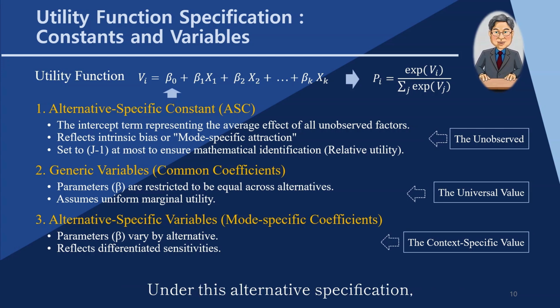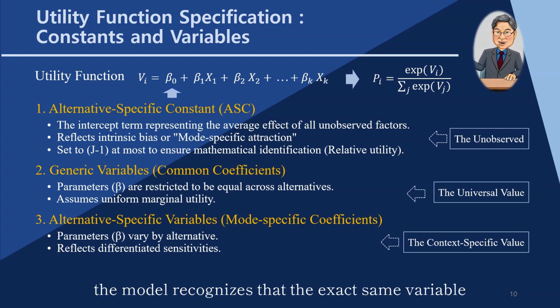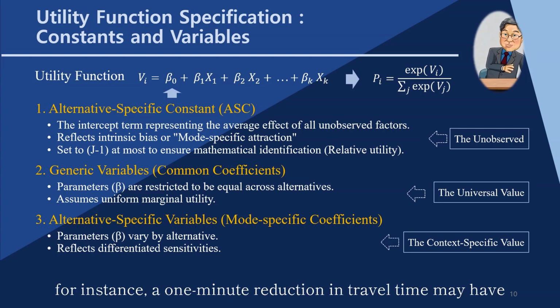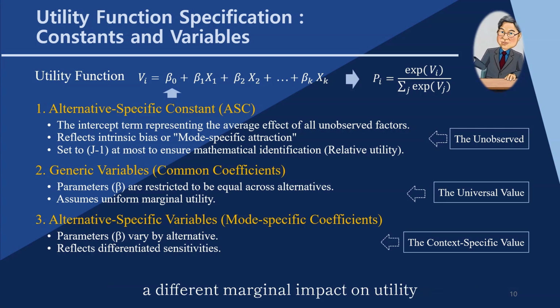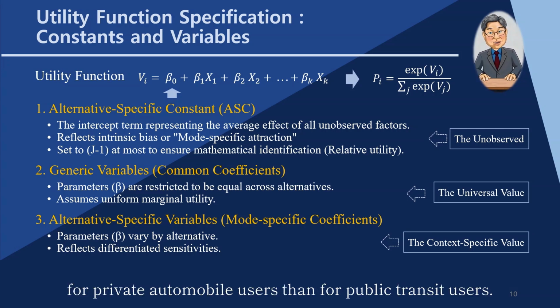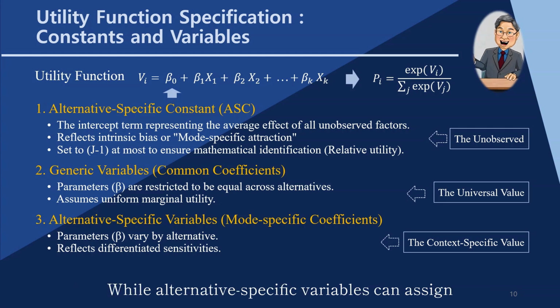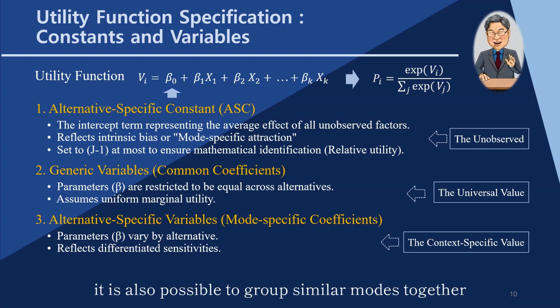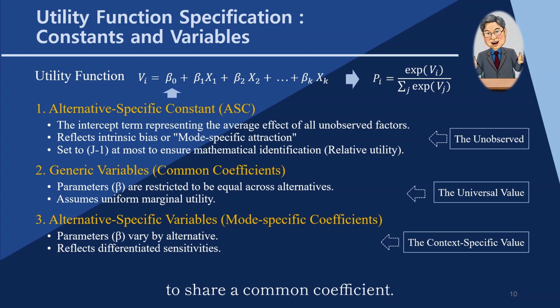Under this alternative specification, the model recognizes that the exact same variable can have varying behavioral impacts across modes. For instance, a 1-minute reduction in travel time may have a different marginal impact on utility for private automobile users than for public transit users. While alternative specific variables can assign a unique coefficient to every single mode, it is also possible to group similar modes together to share a common coefficient.